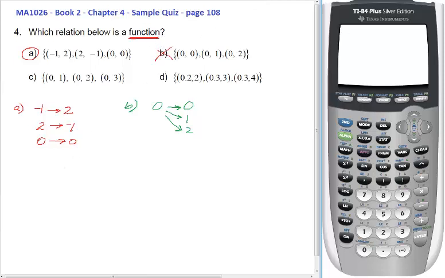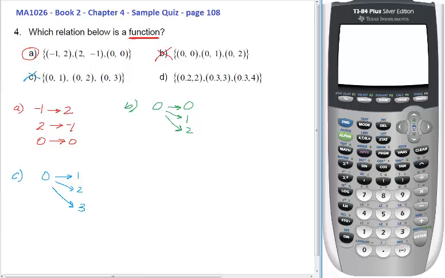Okay, let's look at C. If I look at C, I have 0 mapped to 1. 0 also maps to 2, and 0 also is paired with 3. So very similar to B, isn't it? So that is not a function.